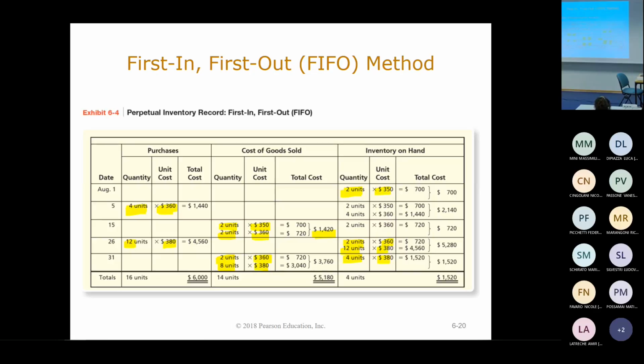Now, we'll see after the break what happens with LIFO, the same example, and then the average cost, and then we need to practice. When we apply this to the periodic system, the logic will be different, because in the periodic system you don't record each single sale, but you have an ending inventory. And the problem is, what is the value of this ending inventory? So you count the inventory, you realize you have 4 units, then what? Then you need to determine the value of those 4 units, and we'll explain how it works after the break. So we'll resume in 10 minutes.